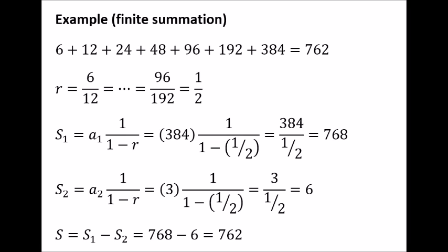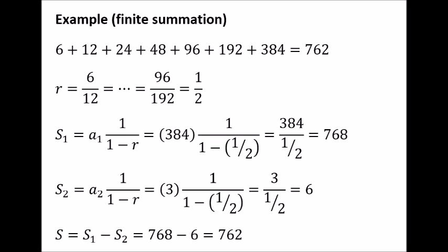Those were all infinite summations. What about a finite sum? To tackle this, we find two infinite sums and subtract the smaller from the larger. The ratio r in this case is 1/2. Plug that in and multiply by 384, the largest term in our sequence. We do the same thing for s2, except we multiply by 3. Why 3? Because it is the product of r and the smallest term in our sequence. 1/2 times 6 equals 3. Subtract s2 from s1. We get 762.